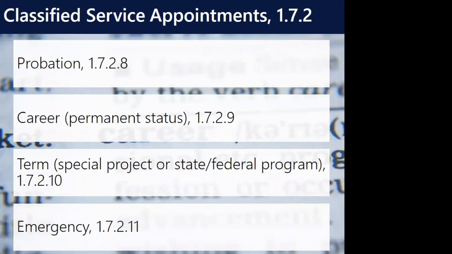The last category, emergency employees. Are any of you familiar with an emergency appointment? Okay, got one. Don't see a lot of those, but if there's a special need where there's an emergency, then we can put a person in a job for no more than a 90-day period. And that can be expired with 24-hour notice and no appeal to the board.